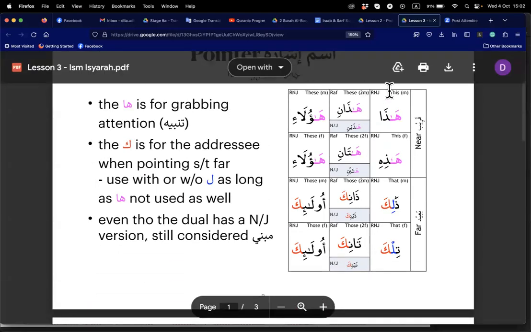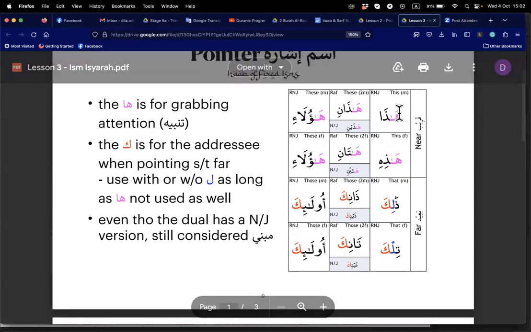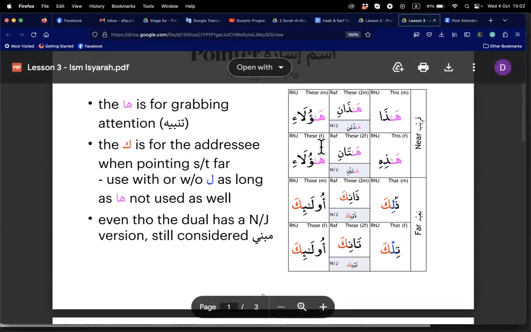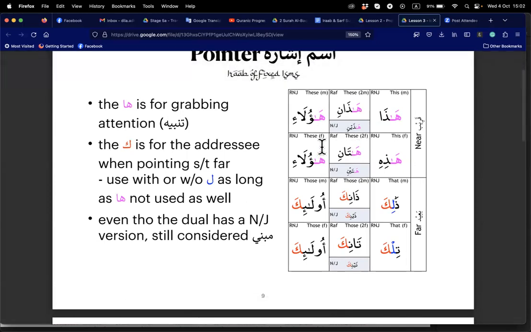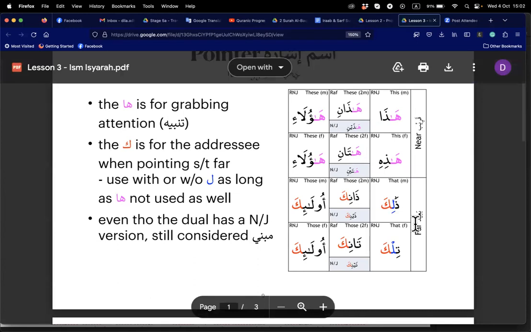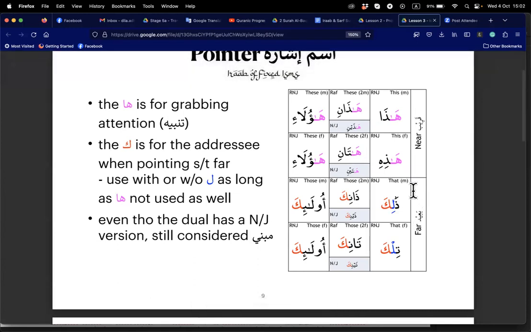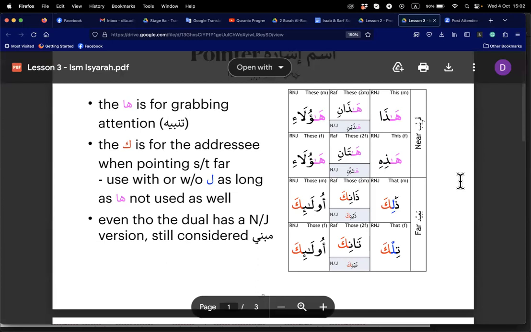So we have the near and we have the far. And the near, basically all the ones that start with ha are the near, and then the rest are far. The ones that start with la or til or ulaik, all that is far. Okay, so that is the basic that we've learned.